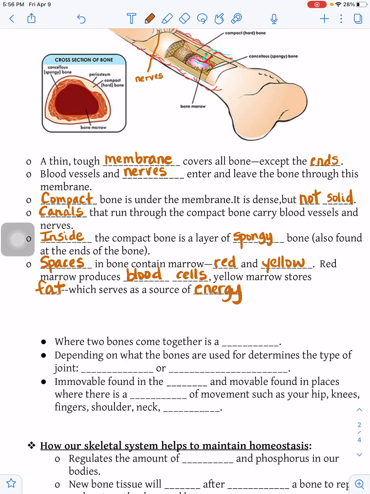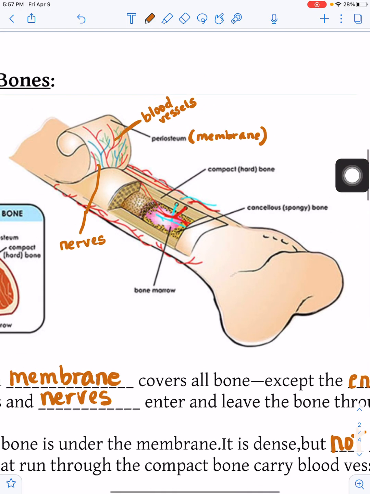Spaces in the bone contain marrow, red and yellow. Red marrow produces blood cells. Yellow marrow stores fat, which serves as a source of energy. So this points to the bone marrow. You can see the different parts right here of the different marrow, like the red part and then the yellow part right there. So there's bone marrow.